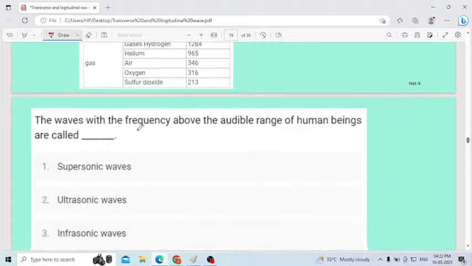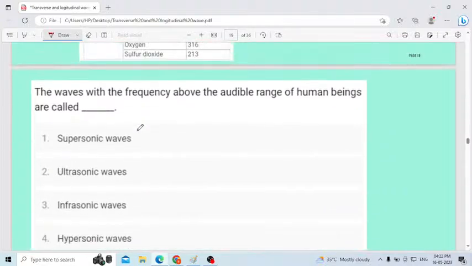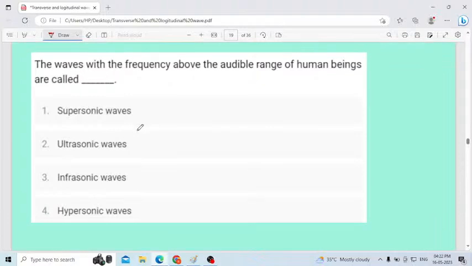Next question. Questions are very easy. If you watched my two classes yesterday, I did two theory classes. One is sound waves, another video is infrasonic, ultrasonic sound waves, everything. If you watch that, definitely you can easily answer these MCQ questions without seeing the options. Those who are not able to watch that, that is a loss for you. The waves with the frequency above the audible range of human beings are called: supersonic waves, ultrasonic waves, infrasonic waves, or hypersonic waves.